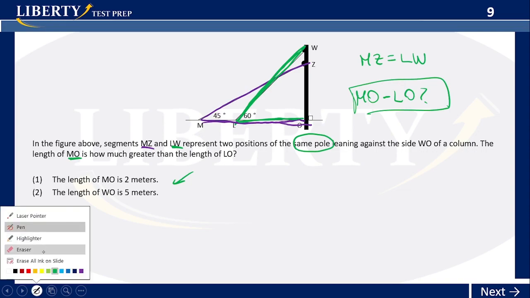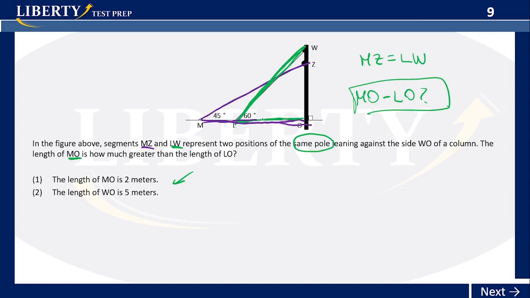Okay, so we already know several things about this purple triangle. We know this is a right angle. We know it's 45, so we know it's a 45, 45, 90 degree triangle. We also know several things about this green triangle. We know it's a right triangle also, 30, 60, and 90. So for the green one, we have 30, 60, and 90.